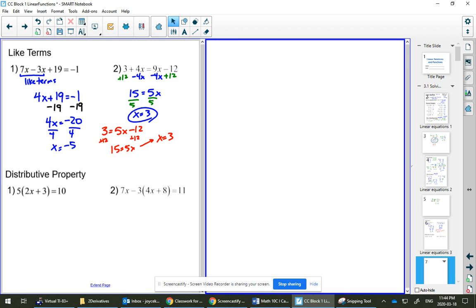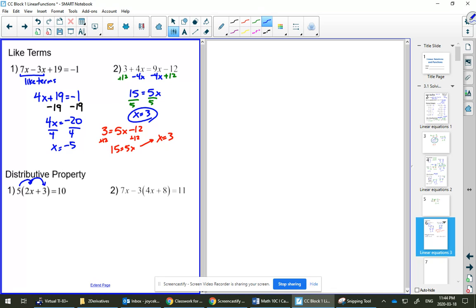Okay, so I'm going to look at the next ones here. Again, I'm just creating an extra screen so I have more space. If I have 5 times 2x plus 3 equals 10, the first thing I want to do is distribute through the brackets. So I'm going to have 5 times 2x is 10x plus 15 equals 10.